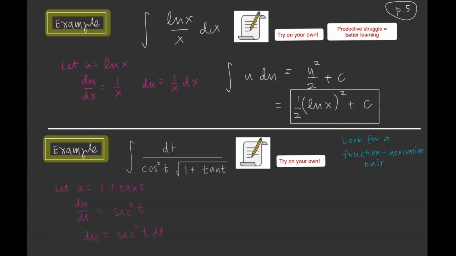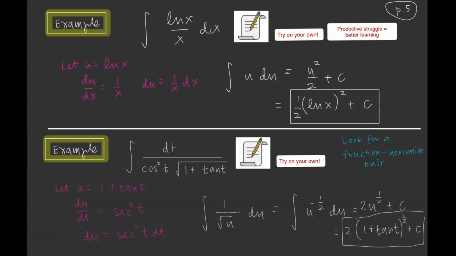I can rewrite the integral as the integral of, let's see, I have a 1 over the square root of u, and then I have all of this is my du. It's exactly du. And that's a really easy integral to find. It's just essentially u to the negative 1/2 du, and so that will be u to the 1/2 times 2 plus a constant, which is 2 times 1 plus tangent of t to the 1/2, or the square root, plus a constant, and that is the integral that I was looking for.